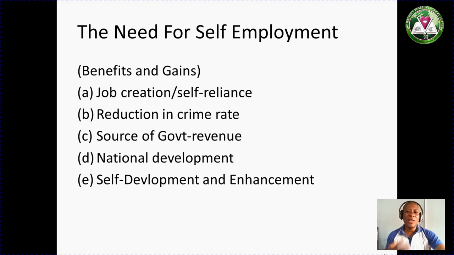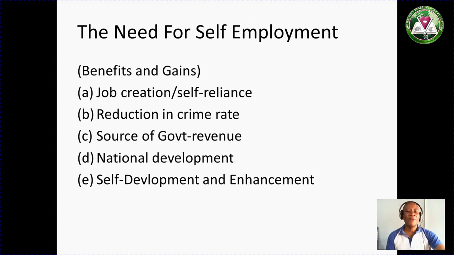The second need for self-employment is that it leads to reduction in crime rates. By this, we mean that it is said that an idle man is the devil's workshop. So somebody who is readily employed doesn't have time to think negatively or engage in crime. So by being self-employed, it leads to reduction in crime, because people who would have been busy roaming the streets looking for crime to commit are now busy doing one work or the other. As a result of self-employment, that is the second gain or benefit of self-employment.